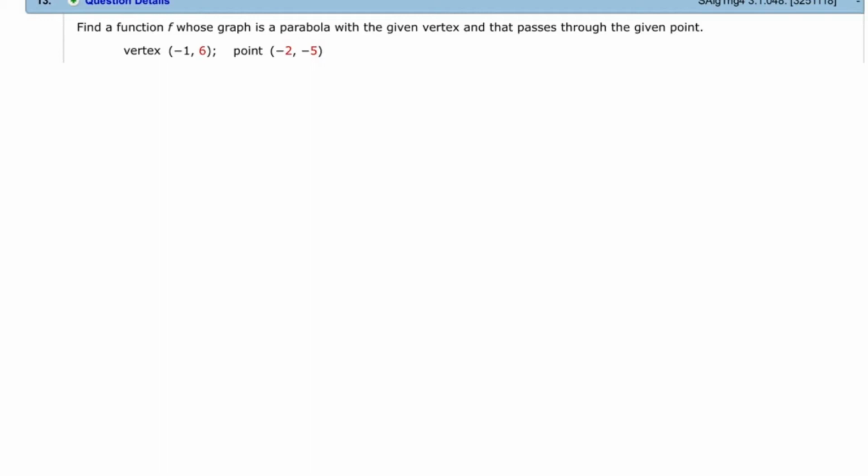Find a function f whose graph is a parabola with the given vertex and that passes through the given point. We are told that the vertex is at (-1, 6), and it passes through the point (-2, -5).